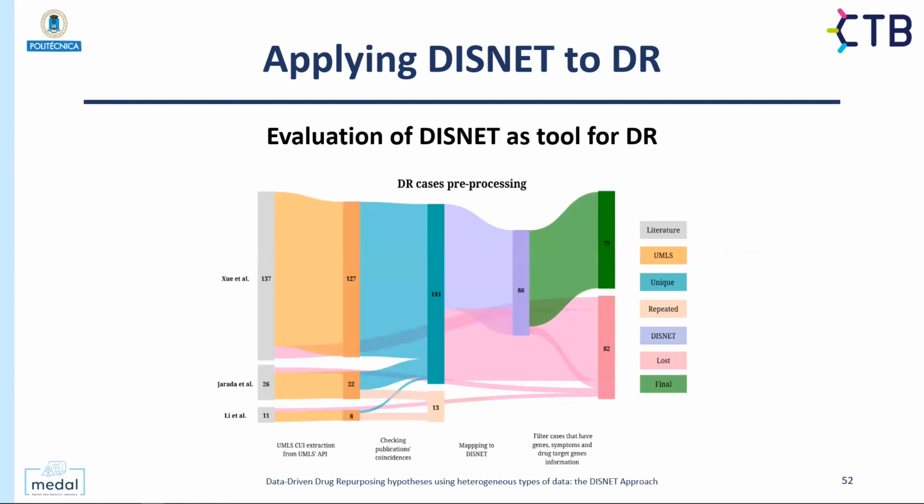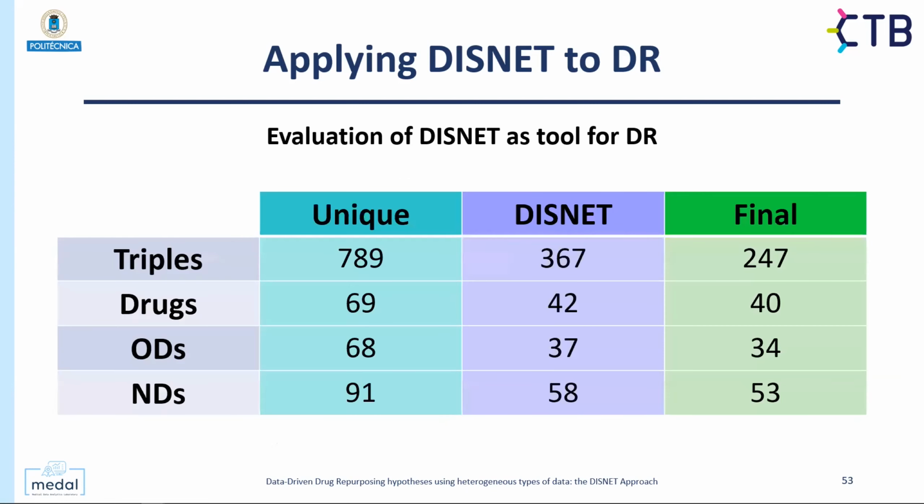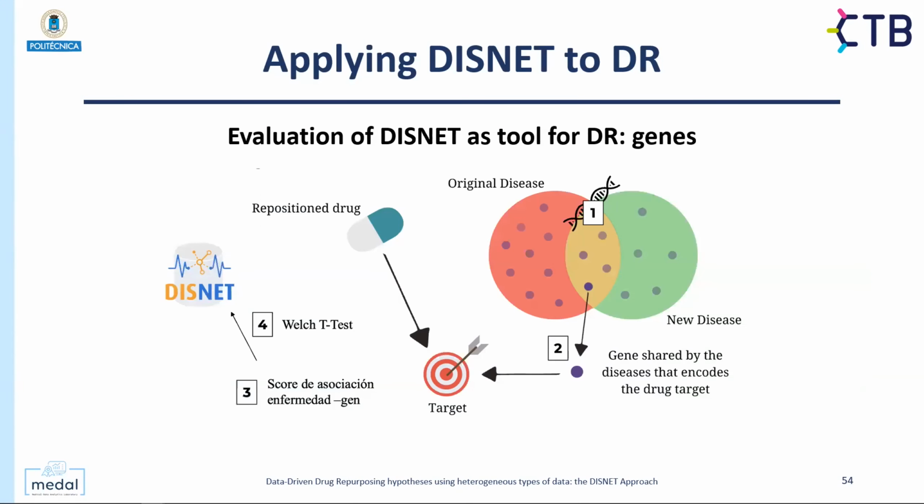So with this approach, basically what we do is that we got 3 papers, we get several cases that were identified as drug repurposing, and we made a filtering, and this is the important thing, the filtering basically removes elements that we didn't have data for, and we finally have a total of 79 cases that were able to be analyzed. This was translated into this number of triples, drugs, and diseases. The final number of triples is 247, with 40 different drugs, 34 original diseases, and 53 new diseases.